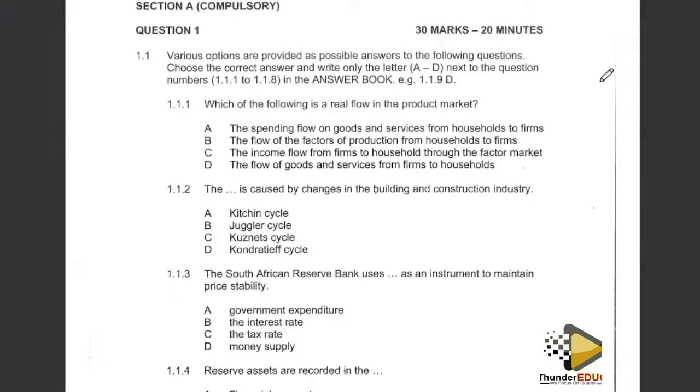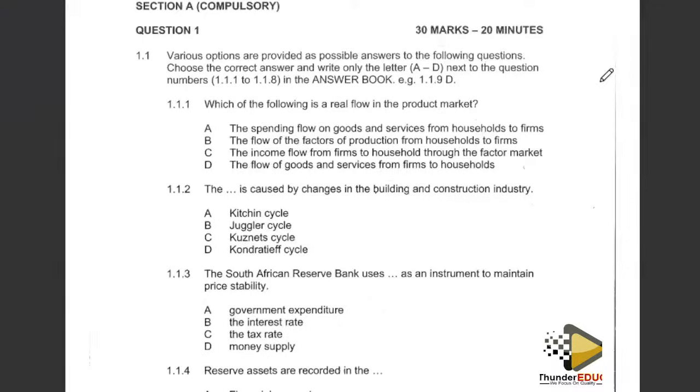Okay, right. So now, let's start the work. 1.1.1 reads as follows. Which of the following is a real flow in the product market? So now remember, grade 12s, before you can actually jump onto answers, you should always make sure that you understand the key concepts given in a question. Also, you must check the action verbs that have been used in that particular question. So now if we check this question, we have real flow as well as the product market.